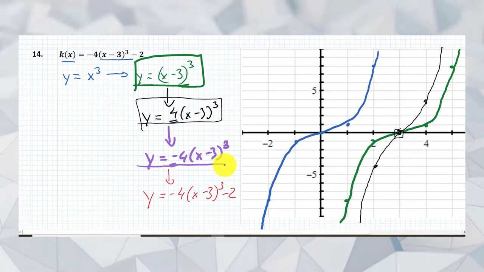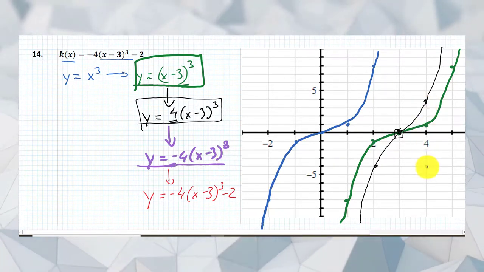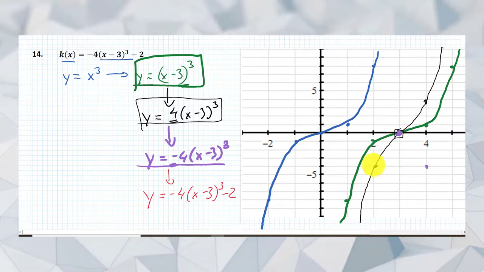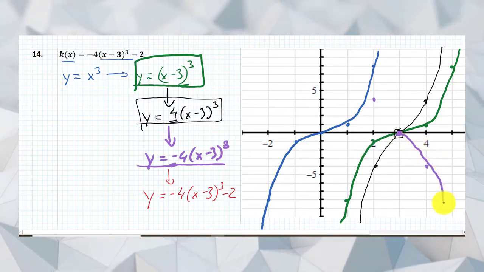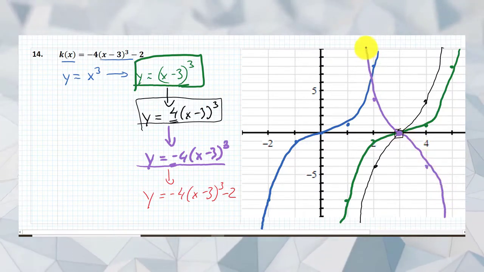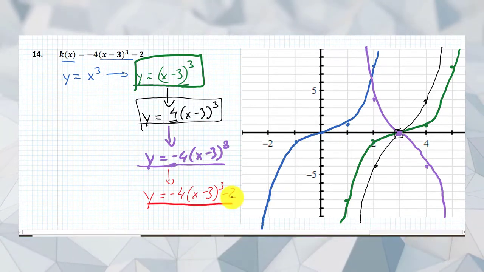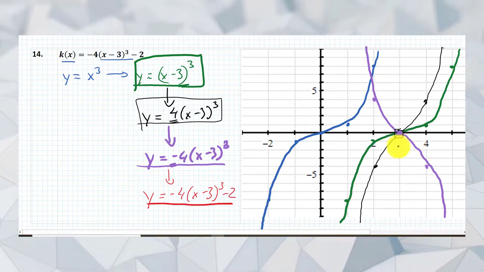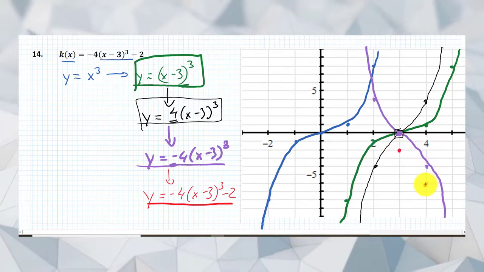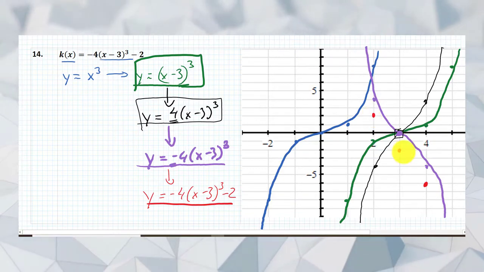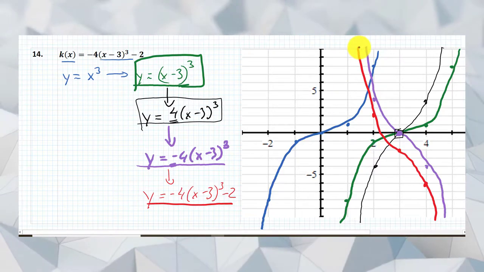So the next one is -4 times (x - 3) cubed. So I'm going to reflect this graph across the x-axis, right? So this point goes right here. 0 stays right here. And -4 goes to plus 4 right here. So that's the graph we have. And then finally, the last one, -4 (x - 3) cubed minus 2. So I'm taking these 3 points and moving them down by 2. So this one goes right here. This one goes right here. And this one goes right here. Here we go. So I only have 3 points right here. That is enough for this graph.